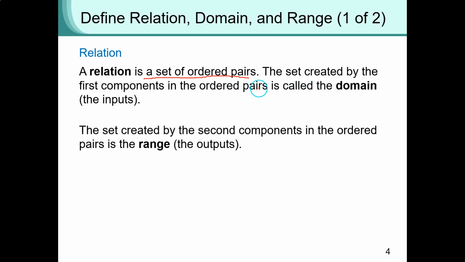So the set created by the first components in the ordered pairs is called the domain. So when you have a set of the ordered pairs, this is the x-axis, this is the y-axis. The x term represents the number in the domain, and the y term represents the number in the range. The set created by the second component in the ordered pair is the range.